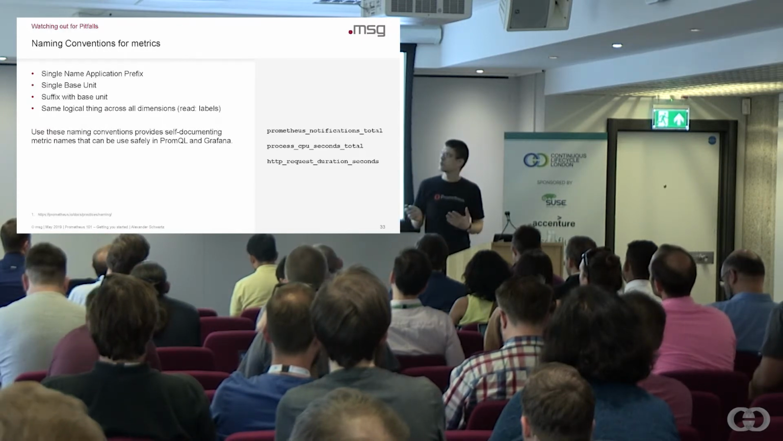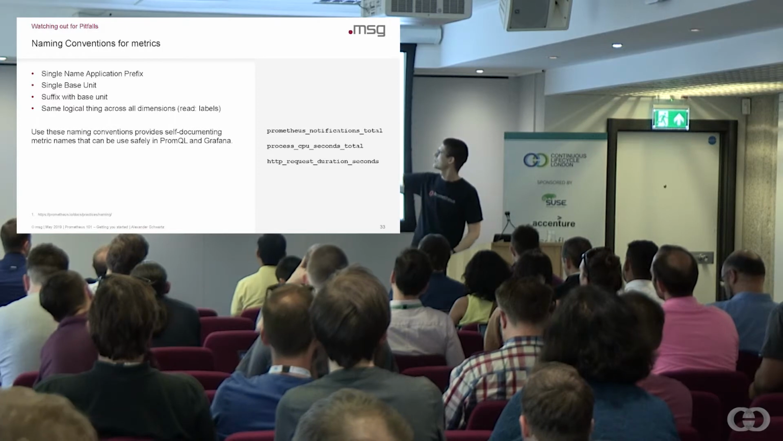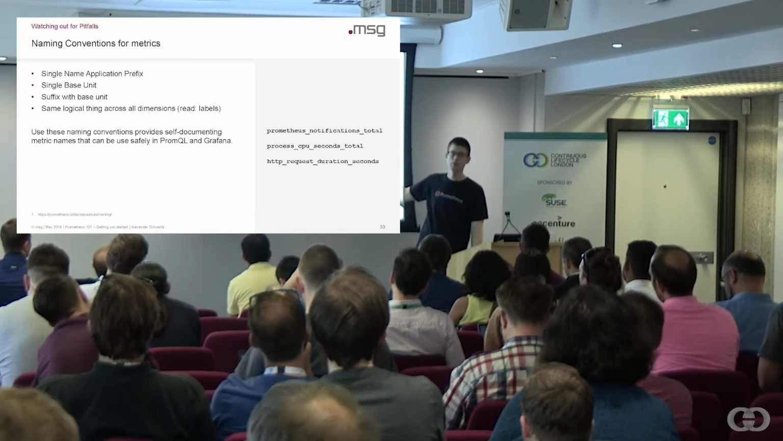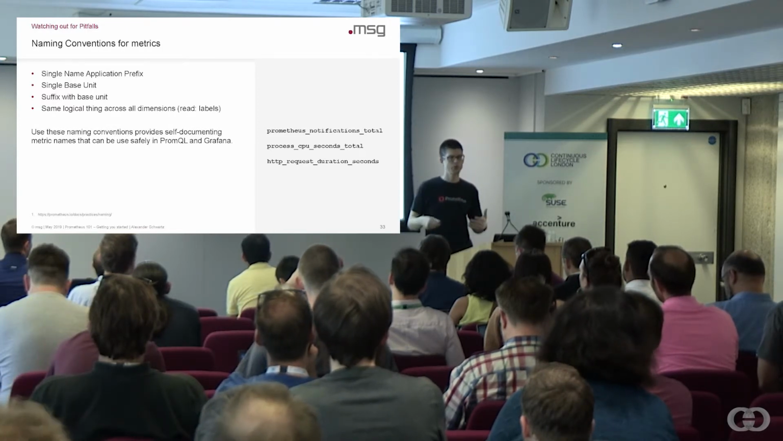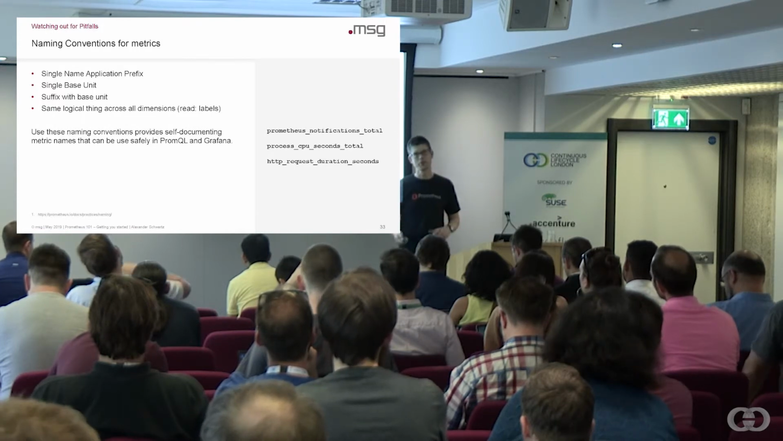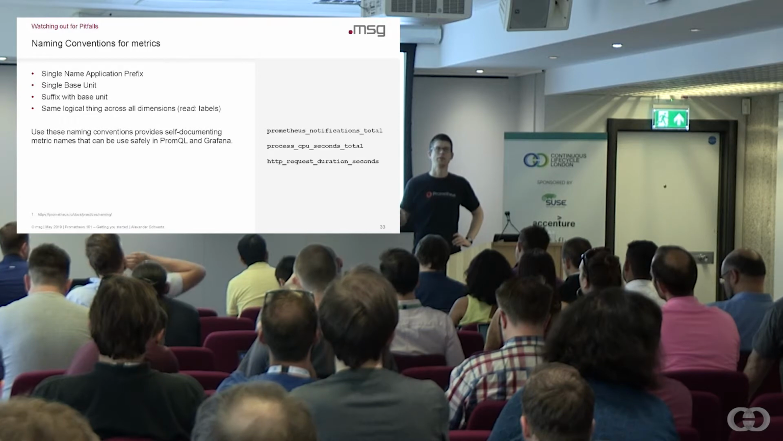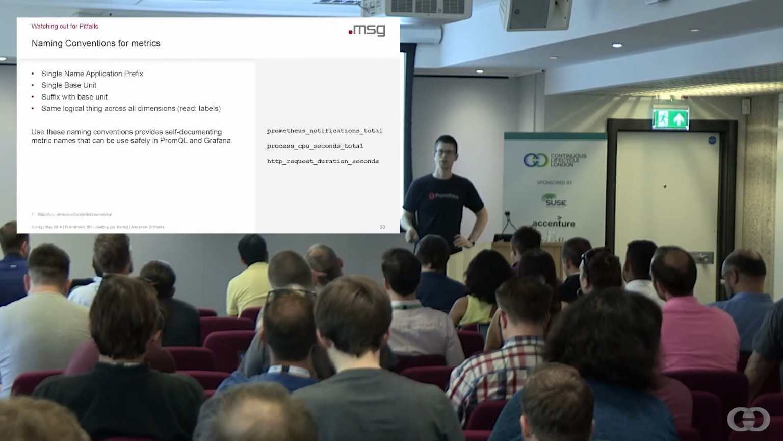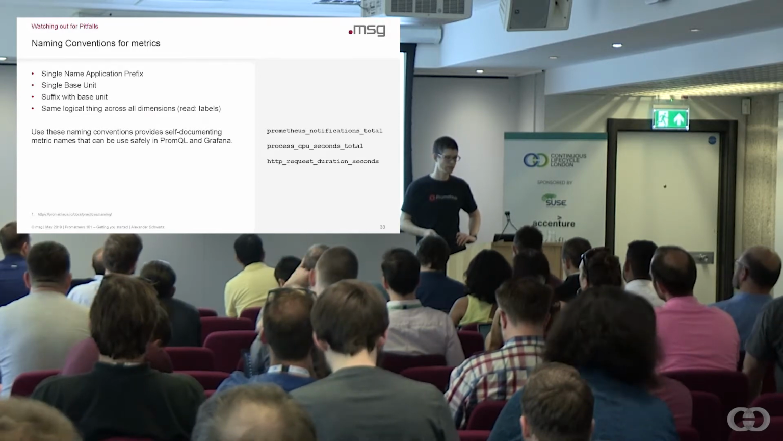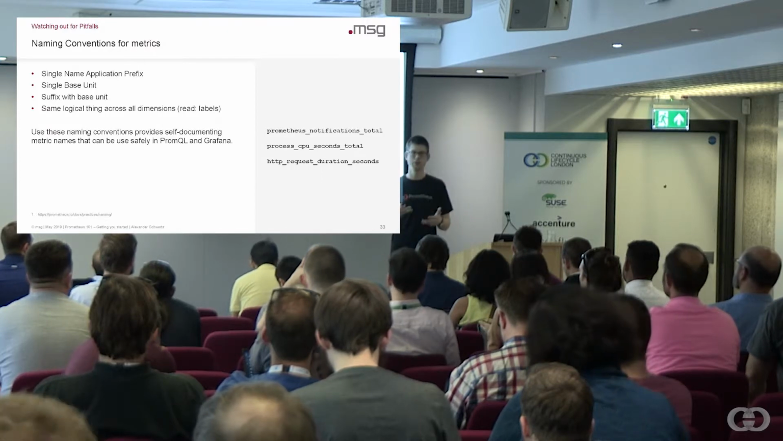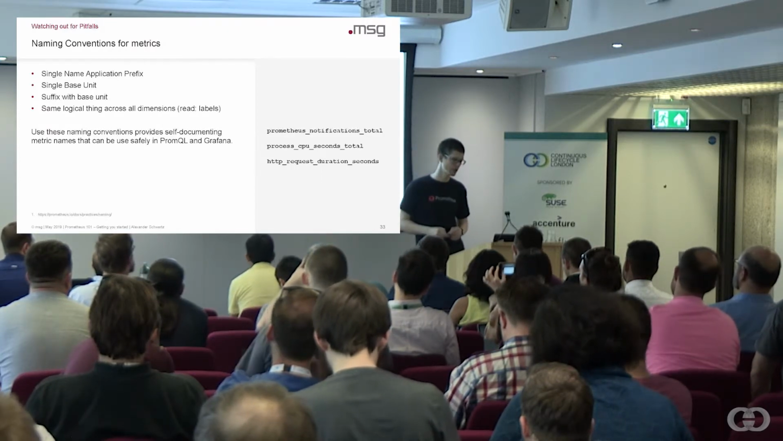And then have some logical structuring. So probably something like prometheus_notifications_total, being the total number of notifications sent out by Prometheus, or process_cpu_seconds_total. If you follow these naming conventions, you will need to do less relabeling and less reorganizing of your metrics afterwards.